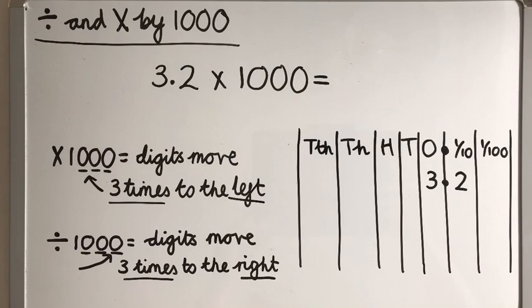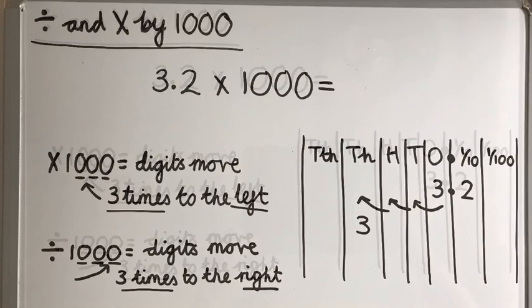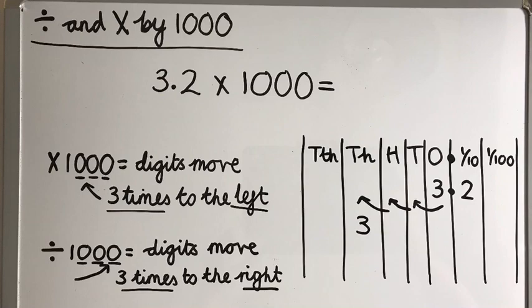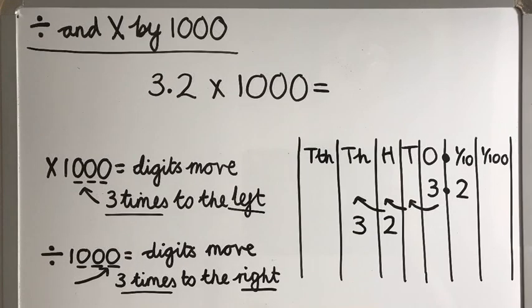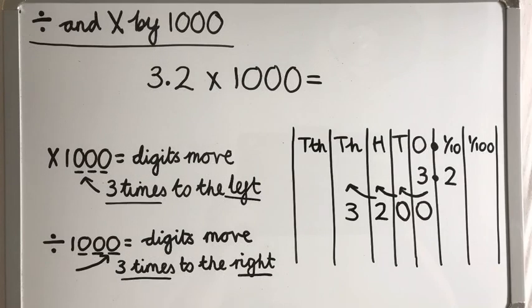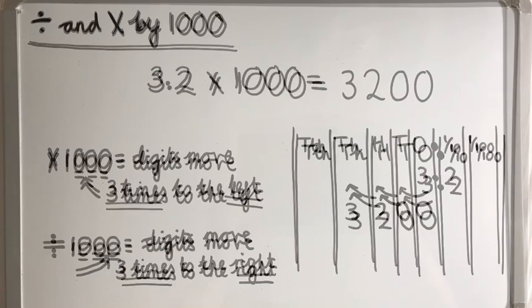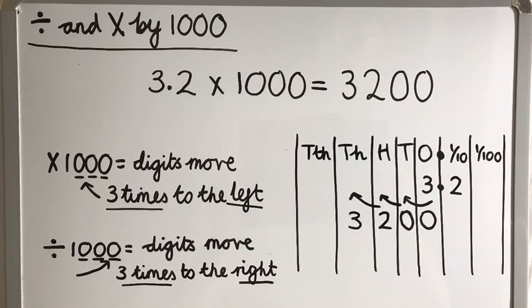So here I've got 3.2 times 1,000. I've written that in my place value grid. And then I'm going to move it 3 times to the left. Then I'll fill the 2 in. And then as you can see, I've got some empty spaces here now in the tens and the ones. So I need to put placeholders here to hold the value of that. So my answer, 3.2 times 1,000 is 3,200.